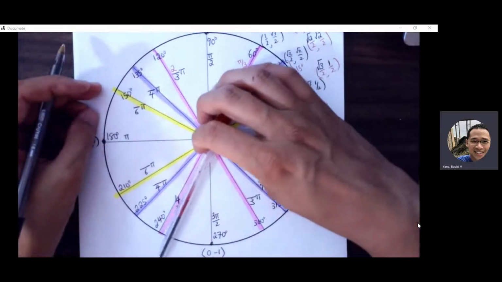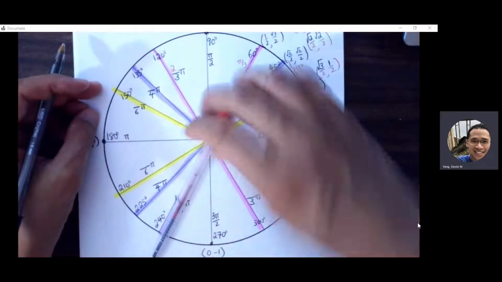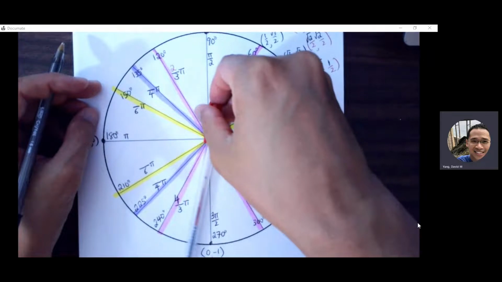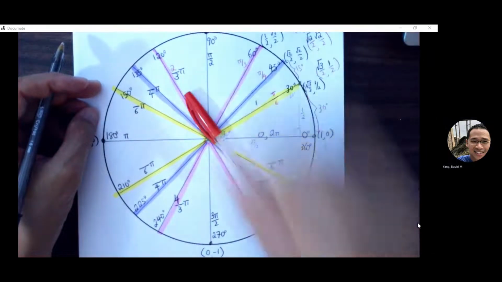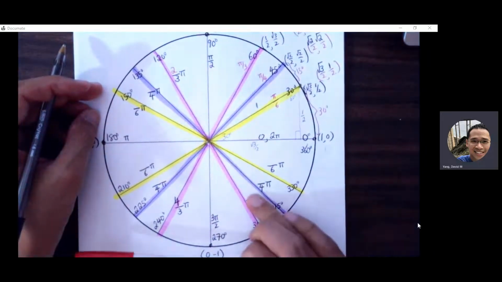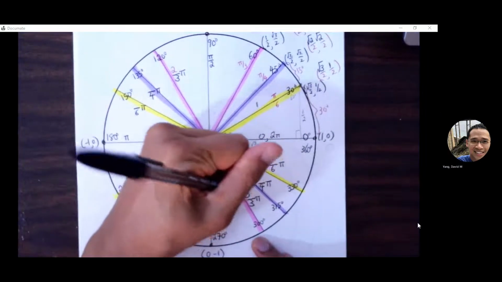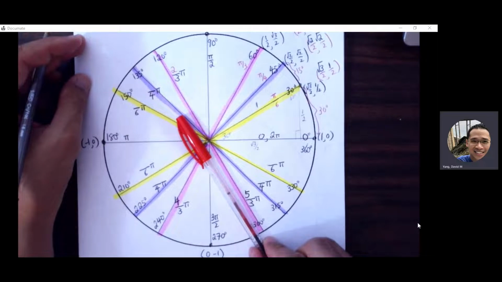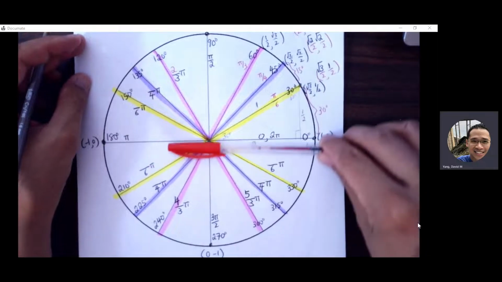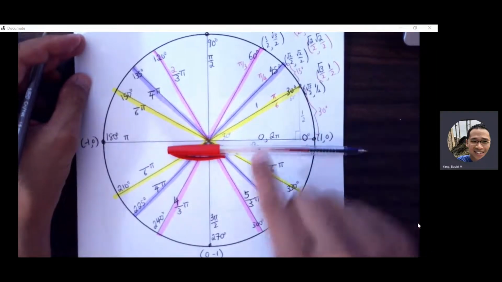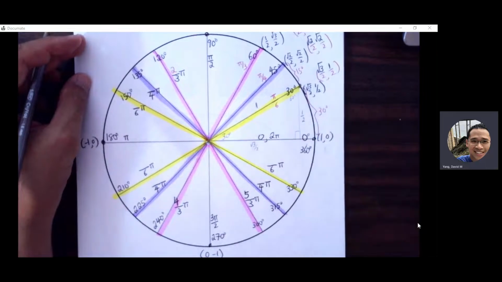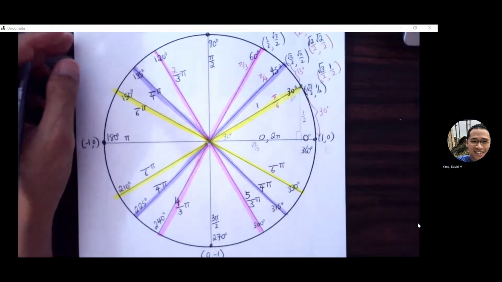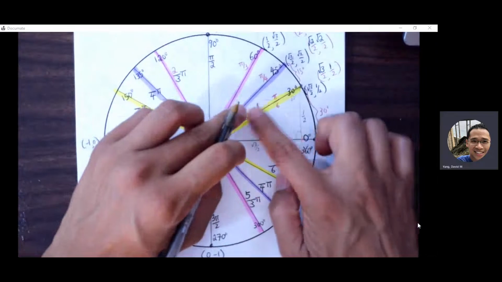Okay, let's keep track of the numerator. We're sitting at 4/3. 4/3 plus 1/3 is 5/3. There's an empty spot there, so go ahead and put a 5 there. Next up, 5/3 plus 1/3 is 6/3, and 6/3 will take us back to 2 pi. 6 over 3 reduces to 2, so we're back at our starting point.